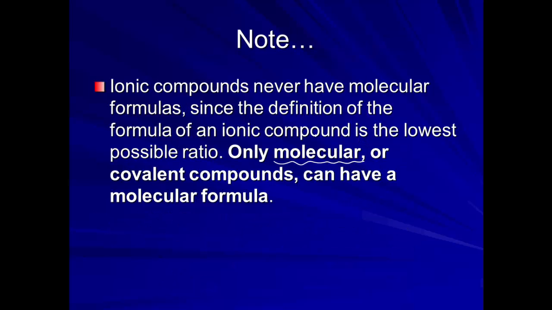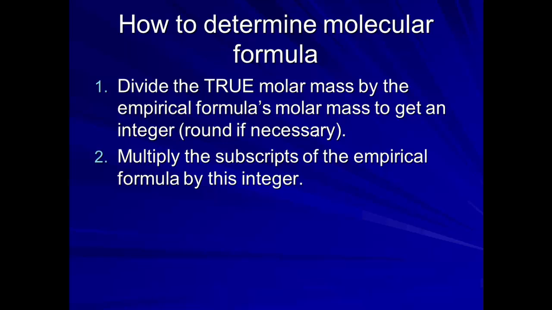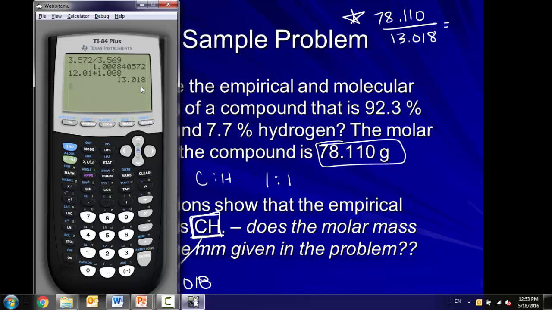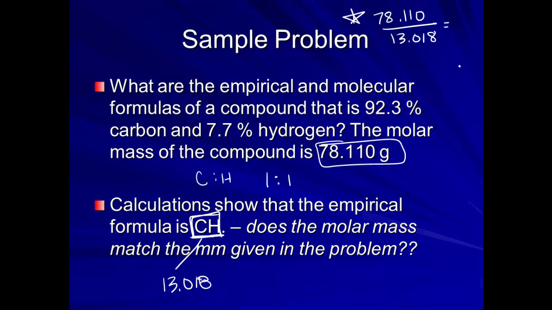So we're going to remember that we divide the true molar mass, which is always going to be the bigger number, by the empirical formula's molar mass to get an integer. So I'm going to divide 78.110 divided by 13.018. And this should give me something very close to an integer. So let's go to our calculator. 78.110 divided by 13.018. 6.000. You always want to round that to the nearest possible integer, so we're just going to call it 6.